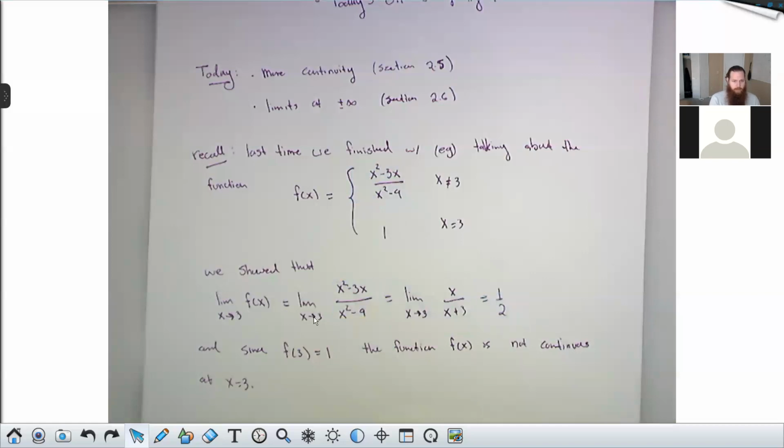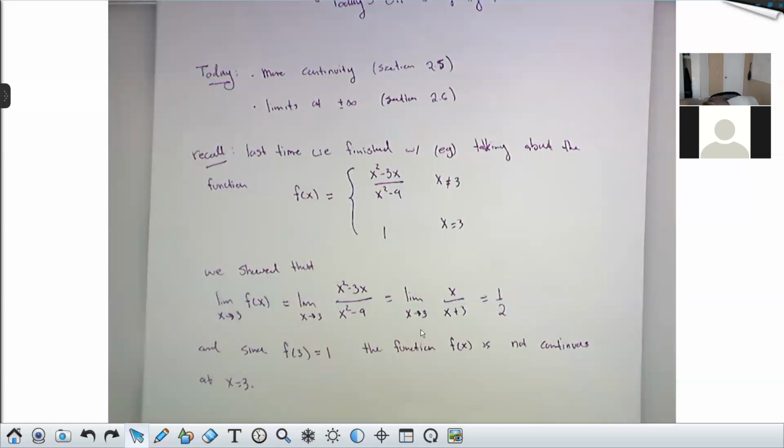Now, since the piecewise definition of the function has f of 3 equal to 1, and the limit as x approaches 3 of f of x is 1/2, the limit as x approaches 3 of this function is not the same as f of 3. And that's exactly the definition of continuity. Remember, a function is continuous at a if the limit as x approaches a of f of x is equal to f of a. So we would need this thing to be equal to this thing for this function to be continuous at 3. And since those are not equal, since 1 is not equal to 1/2, we said that this function isn't continuous at 3.